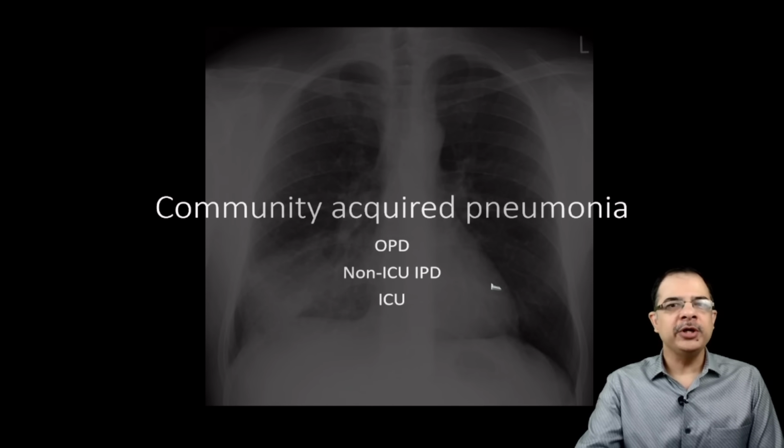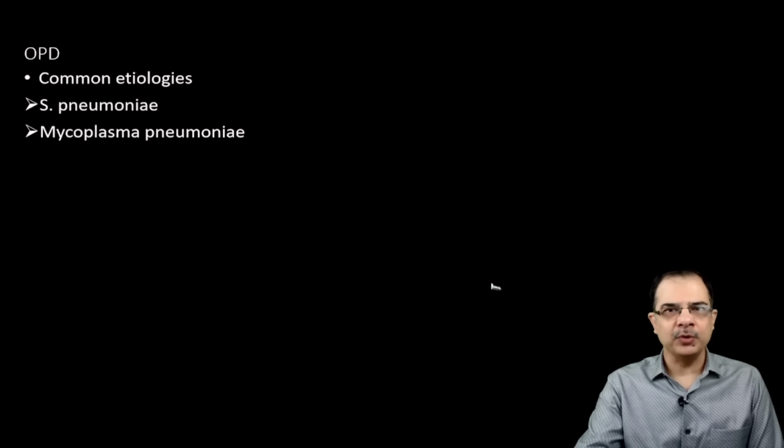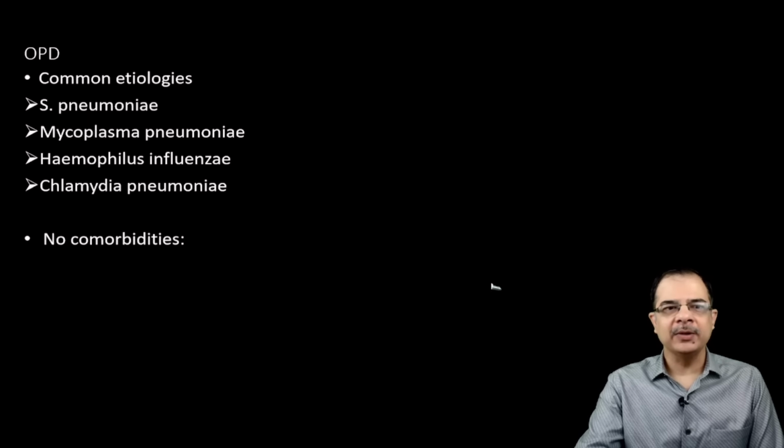Now coming to the community acquired pneumonias, like a patient being treated in OPD, IPD or ICU. So in OPD, the common etiological agents are Streptococcus pneumonia, the most common organism. It can be atypical pneumonia like Mycoplasma pneumonia, or it can be H influenza, chlamydia.